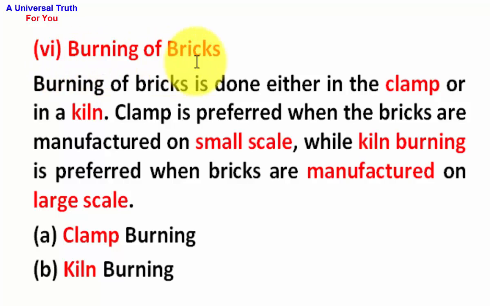Sixth point, burning of bricks. Burning of bricks is done either in the clamp or in a kiln. Clamp is preferred when the bricks are manufactured on a small scale, while kiln burning is preferred when bricks are manufactured on a large scale. These are the types: clamp burning or kiln burning.